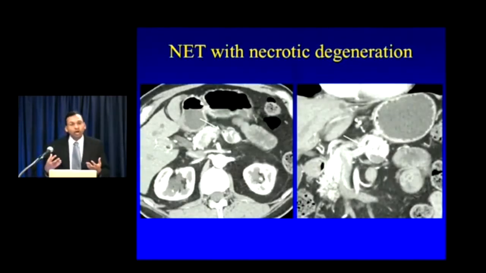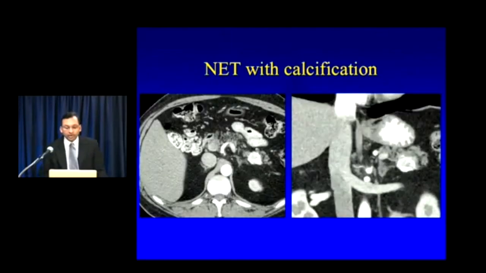Now, sometimes rather than just seeing a cyst, you're going to see actual necrotic degeneration. It tends to be more common with non-syndromic lesions, but can occur in syndromic lesions as well. Here's an example where you see there's a significant necrotic component, but again, that hypervascular soft tissue associated with the lesion is going to drive you towards the right diagnosis.